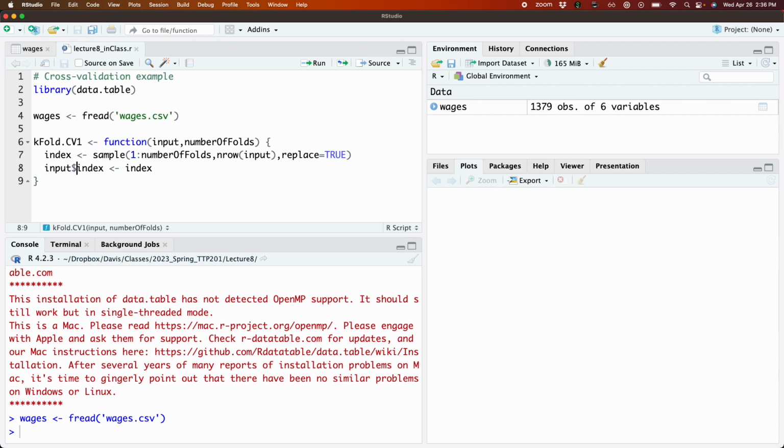And then I'm creating a new column called index, which is just based off that random sampling. So I have a table, and now I've added a column, and that column will tell me just randomly, it's going to randomly assign every row a number between 1 and 5, including 1 and 5. Okay. Question. Yes.